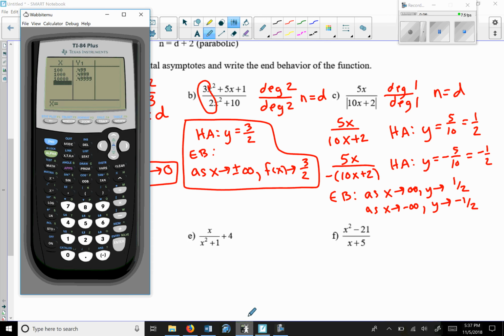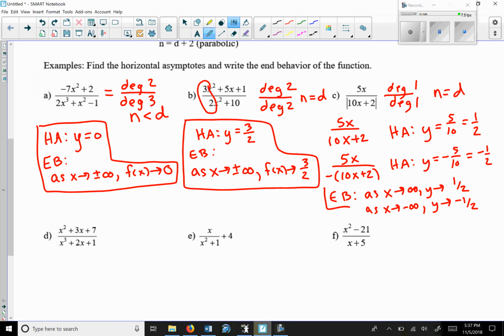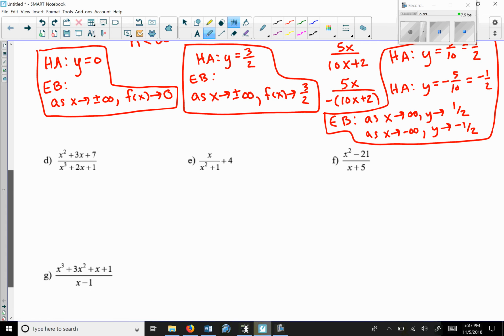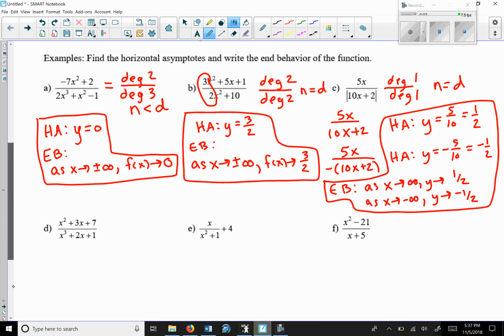And you can again confirm by looking at the graph or plugging in very large values of x in the negative direction. And that confirms that we are approaching -1/2. So that would be for my end behavior of this function. So you just have to be very careful when you're working with absolute value that you do both the positive and negative answer.